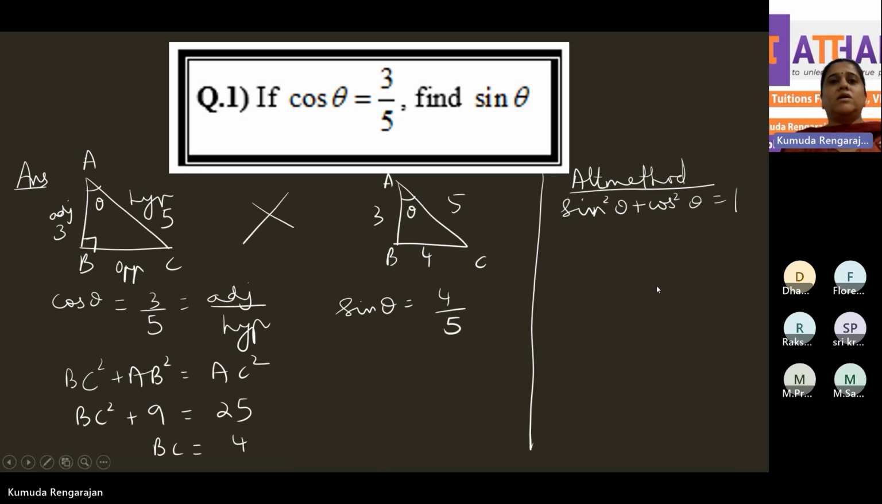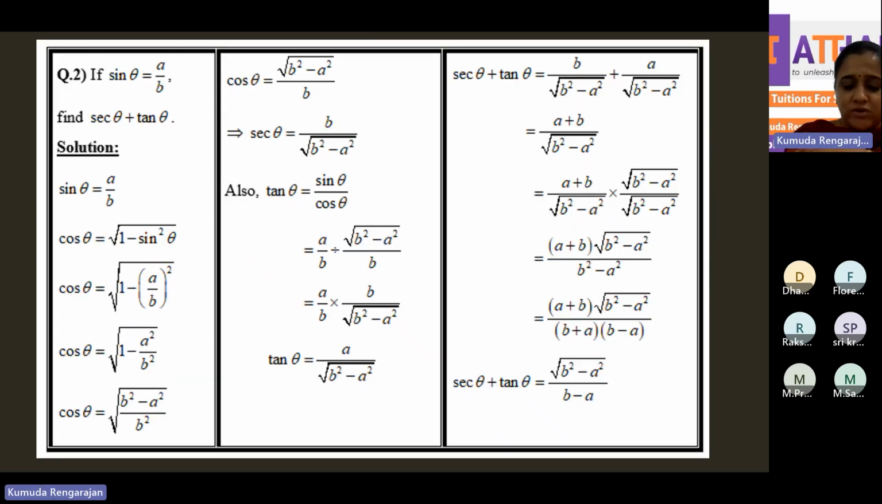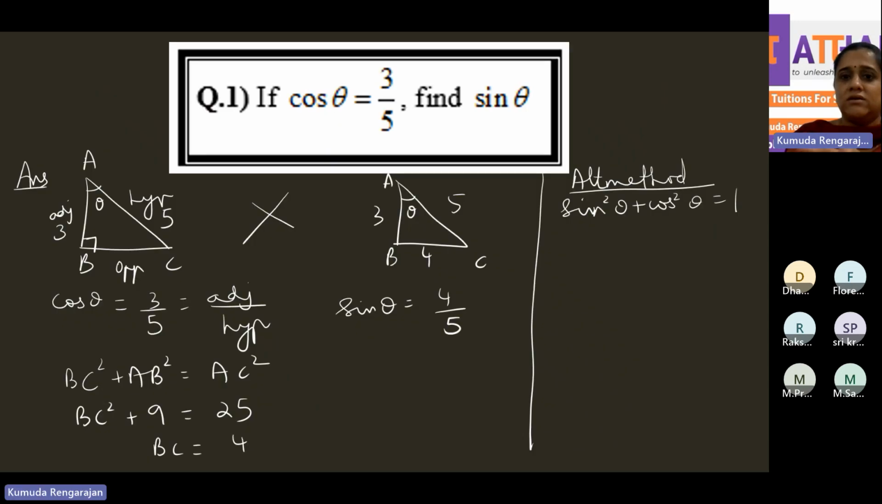Online students, listen carefully. This one, I don't have the answer slide for. The first one, I have worked one method here, the triangle approach. Alternate method I want: you should do the trigonometric identity approach.